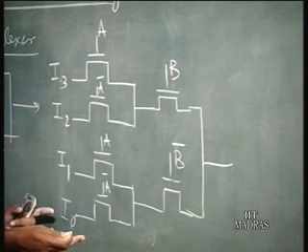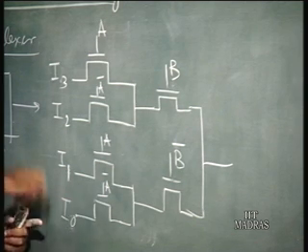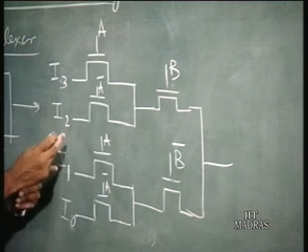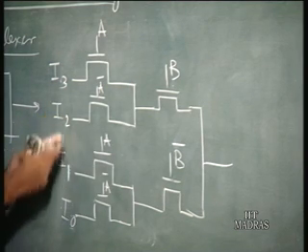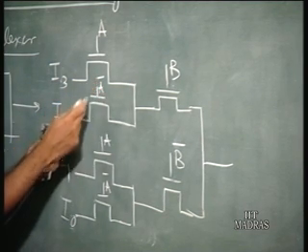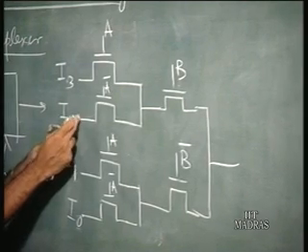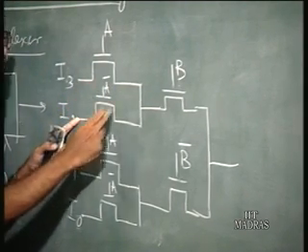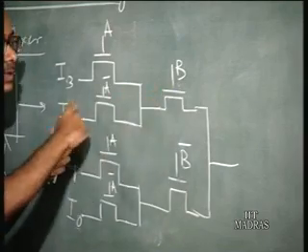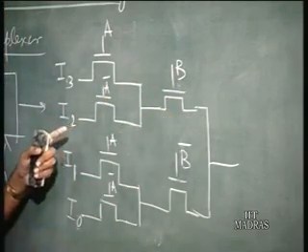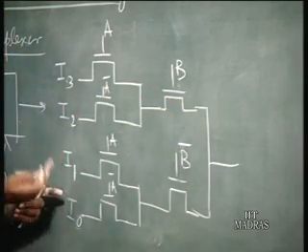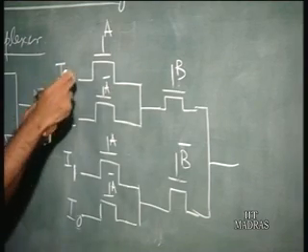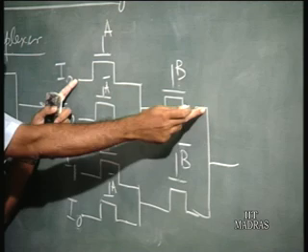When you have 0, 1, that is A is 0, B is 1, then this goes connected. That is, when A is 0, this turns on, and B is 1, it goes like this. So for example, when A and B are both high, then this path is connected.